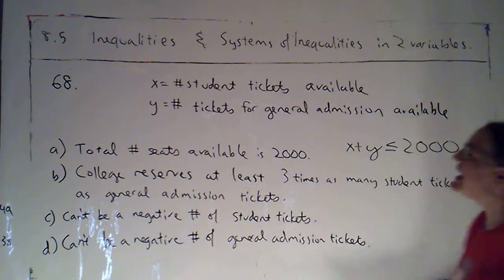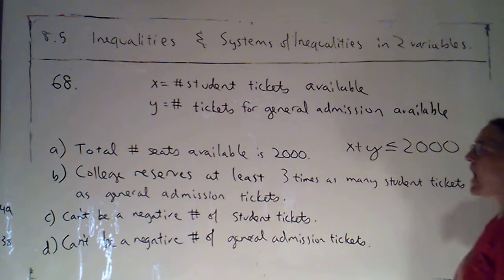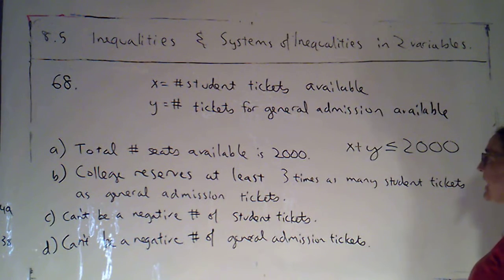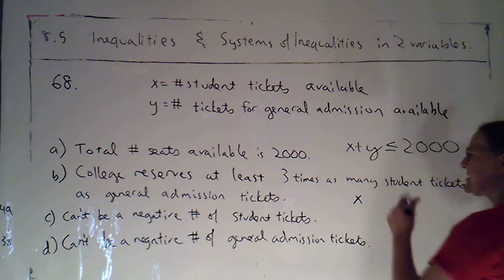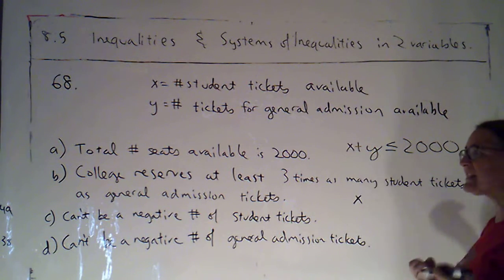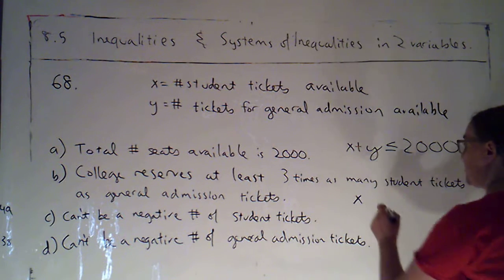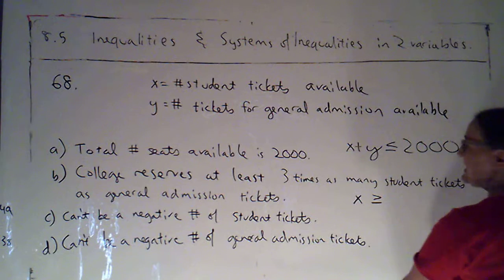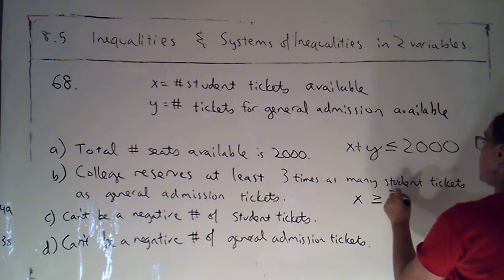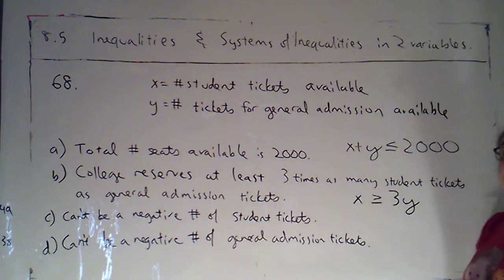All right. The next piece of information, the college reserves at least 3 times as many student tickets as general admission tickets. Another way of phrasing that is that x, which is the number of student tickets, has to be at least 3 times the number of general admission tickets. It has to be at least that. It has to be greater than or equal to 3 times y.